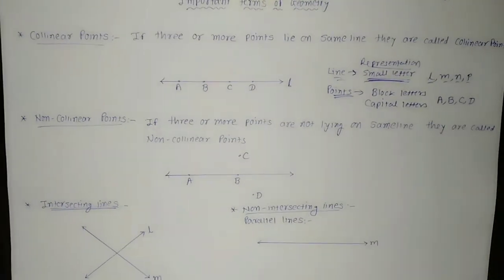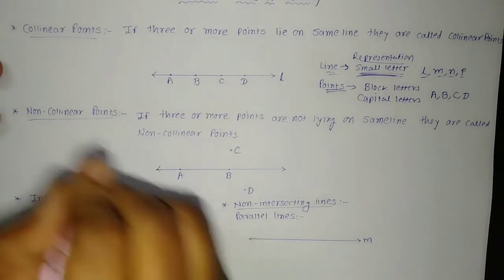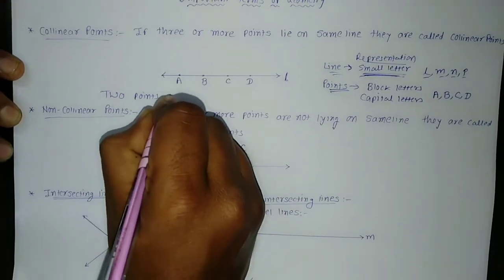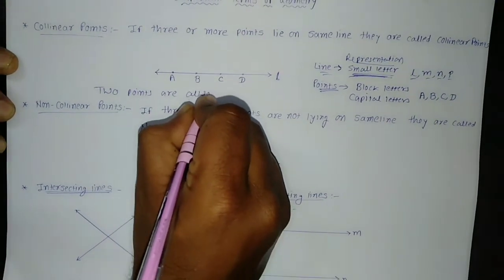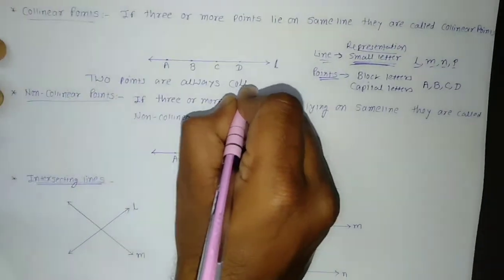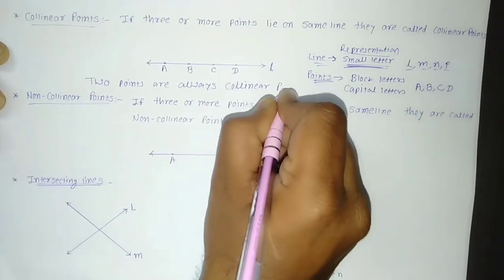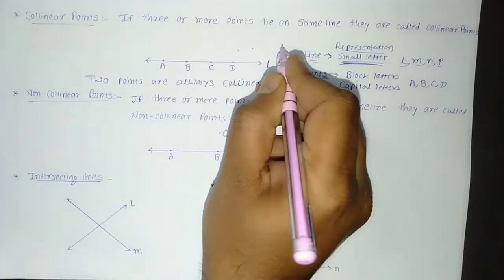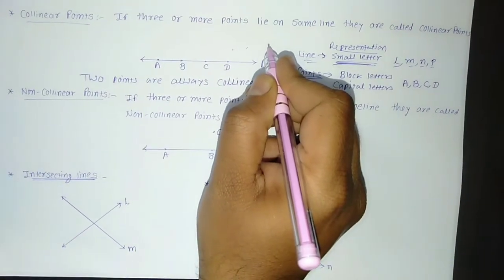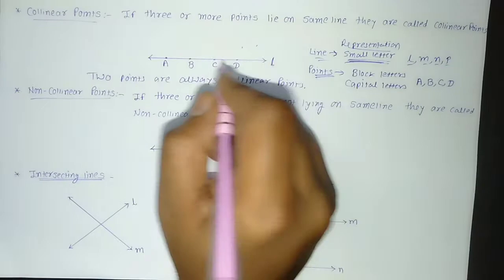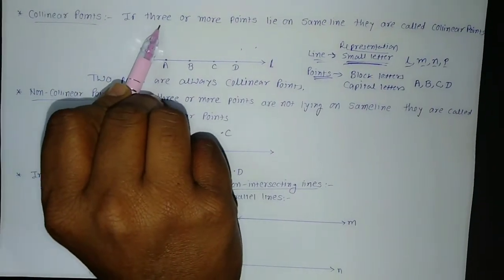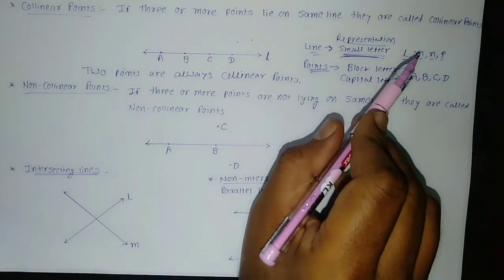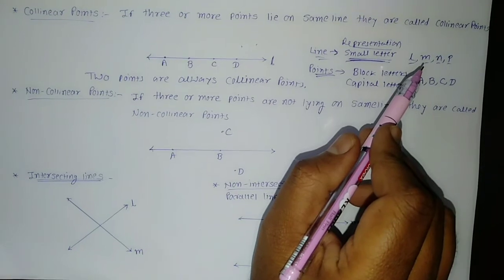But one more thing you have to always remember, 2 points are always collinear. Remember that. 2 points are always collinear points. Why is it so? Because if we take only 2 points, then definitely there must be one line which passes through those 2 points. So that's why we have given this definition in such a way that if 3 or more points lie on the same line, they are called collinear points. Otherwise, whenever we consider 2 points, they are always collinear points.